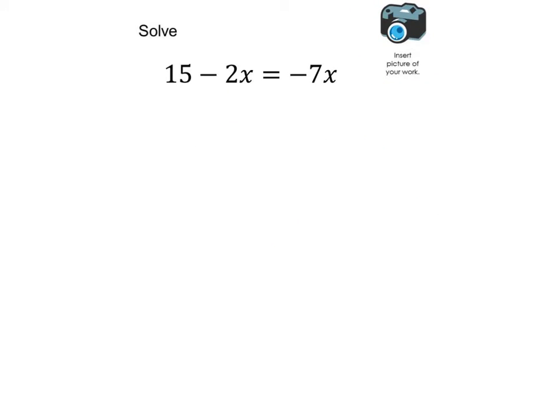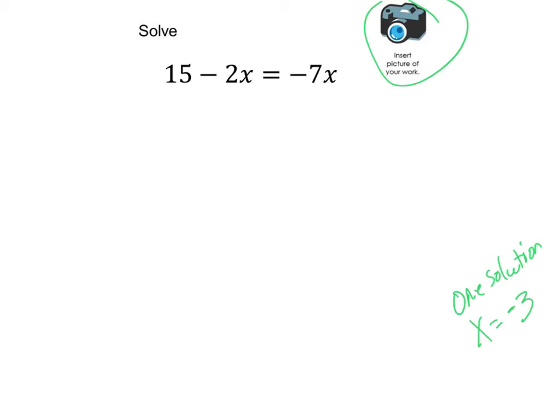All right, solve this problem, hit pause, solve the problem. When you're done with the problem, hit play and see if you have the right answer. So hit pause. Okay, so you hit play because you must be done. Your answer is one solution, and that solution is x equals -3. If that's what you got, insert a picture of your work. Not just the answer, but your work, of course. And if it's not what you got, let's see what happened.